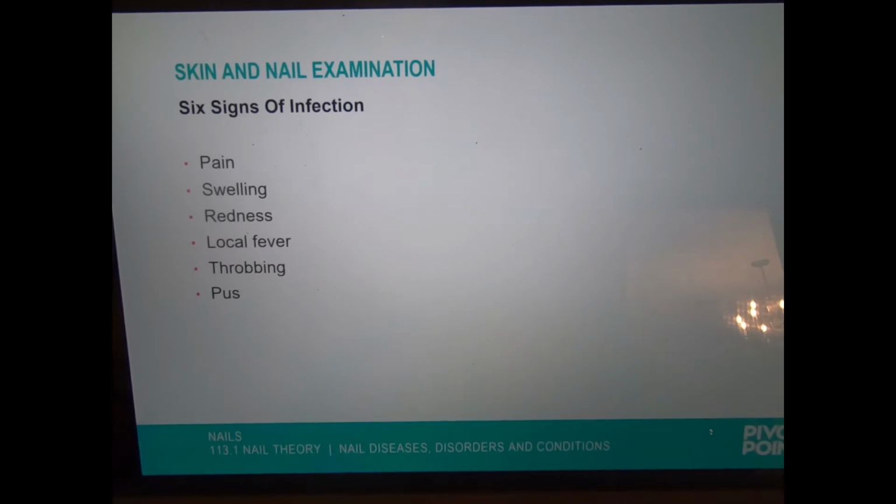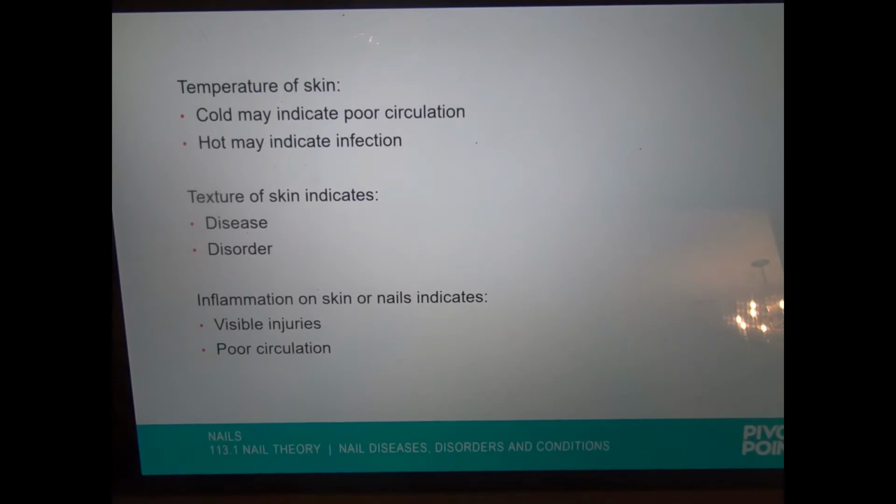Six signs of infection: pain, swelling, redness, local fever when your skin feels warm, throbbing, and pus. When you feel people's hands, if their hands are very cold, they may have poor circulation. If it feels hot, it may be because of infection. The texture of the skin can indicate diseases and disorders, and inflammation on the skin or nails can indicate injuries or, again, poor circulation.